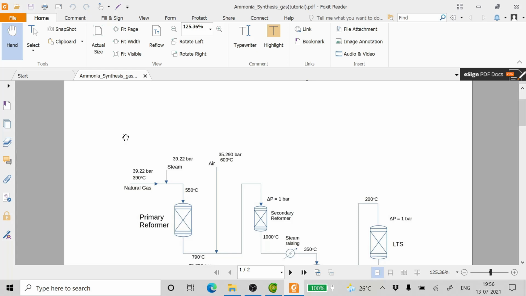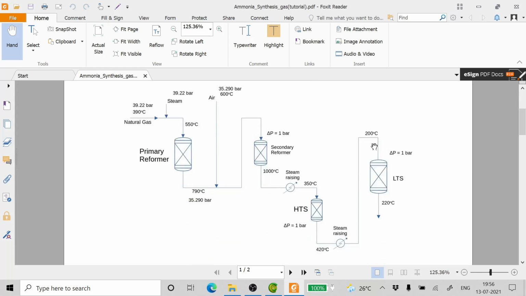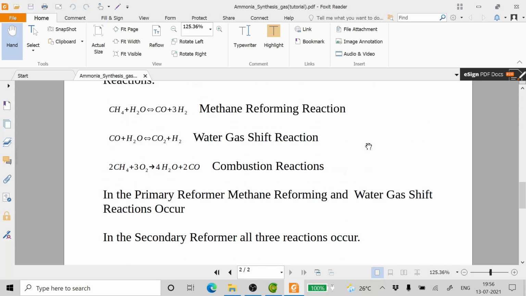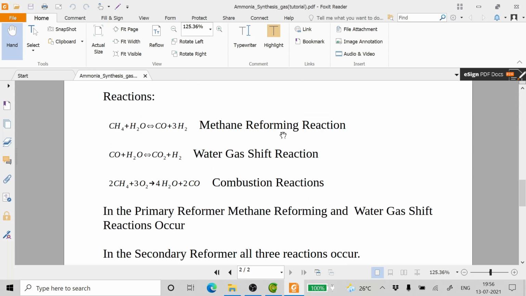Now, in this entire flow sheet, reactions are happening. Now, what are the reactions? If you go to see in this entire flow sheet, 3 reactions occur. First is the methane reforming reaction, which is nothing but methane reacting with steam to give you carbon monoxide and hydrogen. Then you have the water gas shift reaction, which practically occurs in all the reactors, which is carbon monoxide and water or steam gives you carbon dioxide and hydrogen. Now you have the third reaction, which is the combustion reaction. In the combustion reaction, methane reacts with oxygen to give you 4H2O and 2CO.